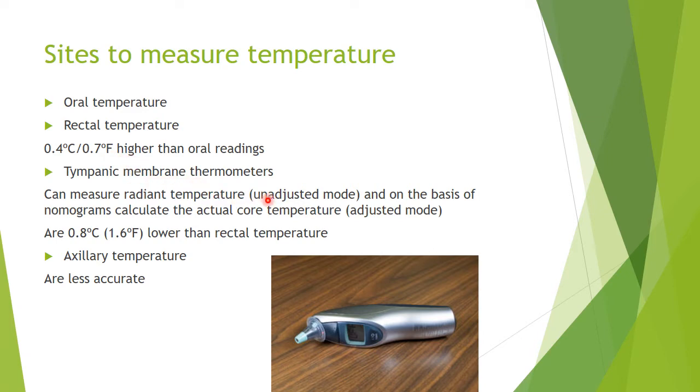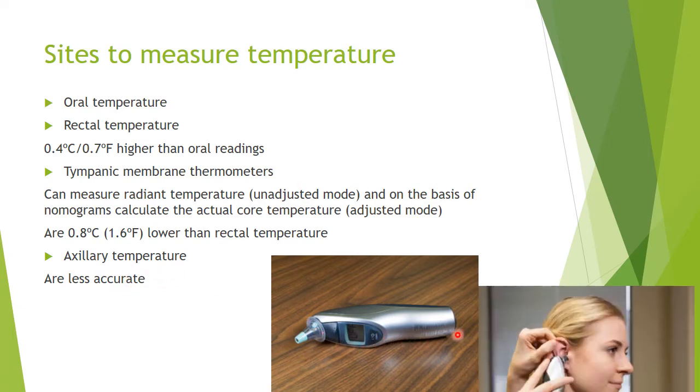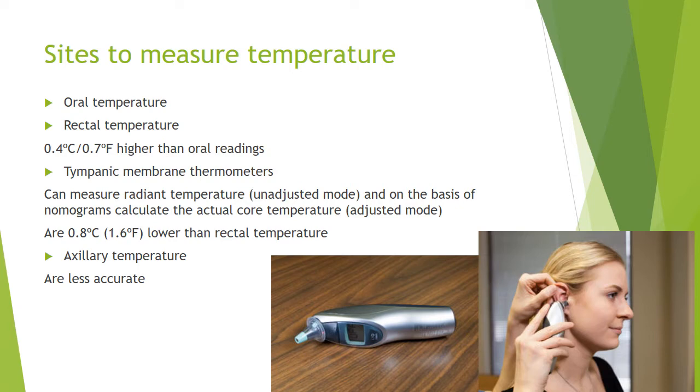The tympanic membrane thermometer is shown here, which can measure the radiant temperature in the unadjusted mode, or on the basis of normograms calculate the actual core temperature in the adjusted mode. The radiant temperatures are 0.8 degrees Celsius lower than the rectal temperature. Axillary temperatures, although widely used, are less accurate. This is the tympanic membrane thermometer, and this is the rectal thermometer.